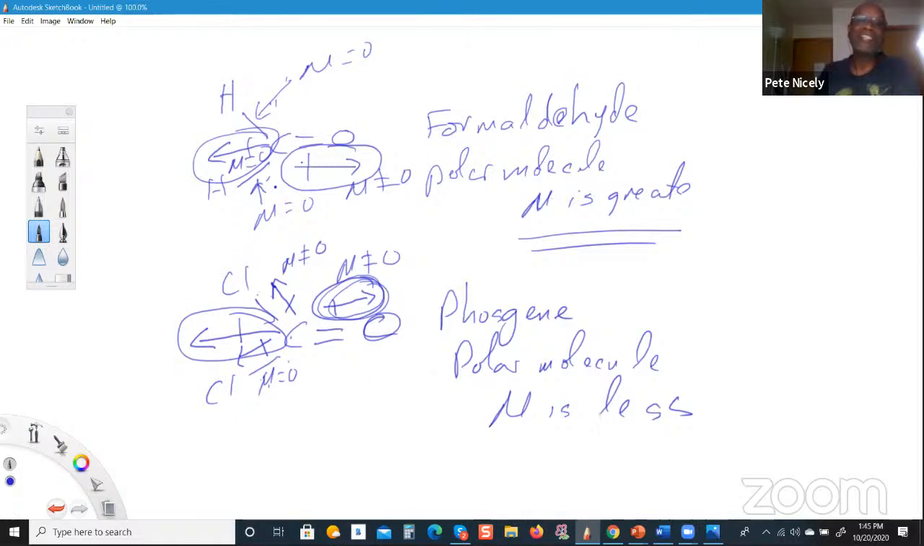In the case of phosgene, its dipole moment is going to be less because you have this dipole acting here, this dipole acting here, right? So they're basically pulling in three directions opposite to each other, so to speak. And therefore, the net result is that the dipole moment will be smaller compared to the case of formaldehyde, where there's only one effective dipole moment within the molecule, which is the carbon to oxygen dipole moment. All right.